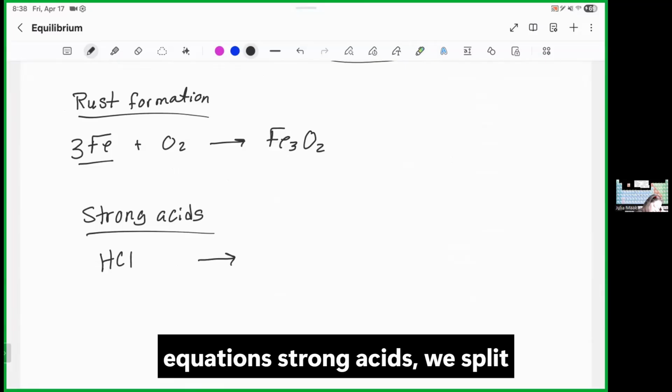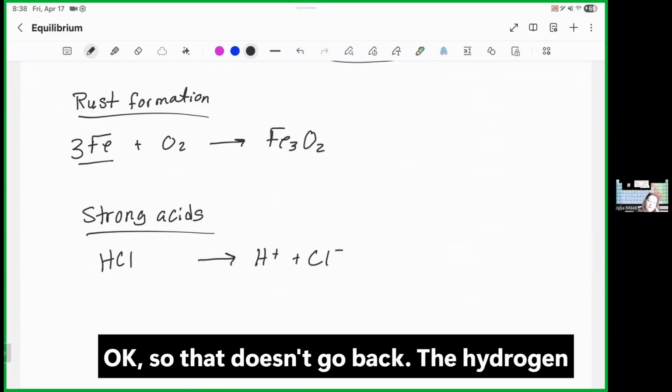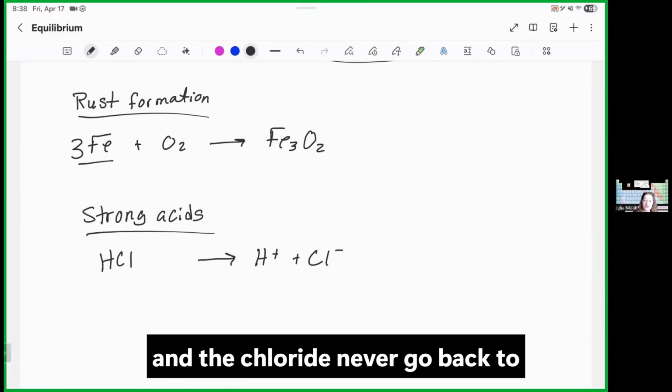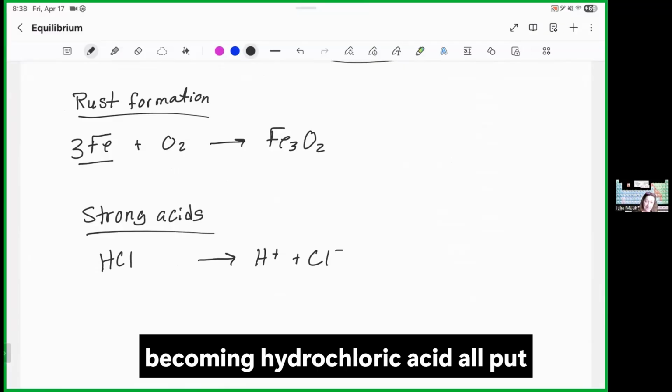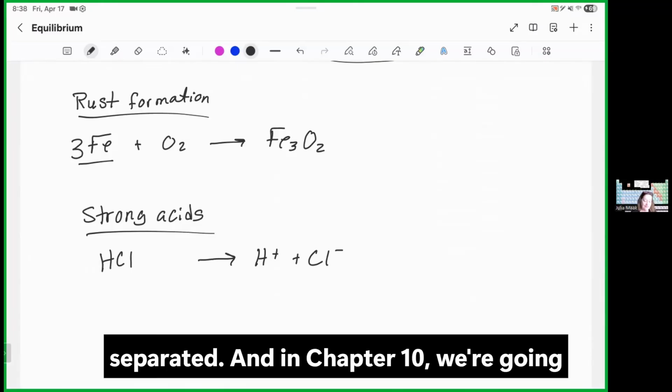Another example is your strong acids. When we did net ionic equations, strong acids, we split them 100%. Okay. So that doesn't go back. The hydrogen and the chloride never go back to become hydrochloric acid all put together again. Okay, it likes to be separated.